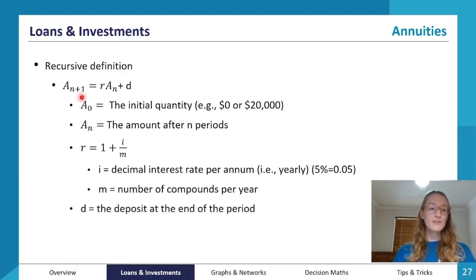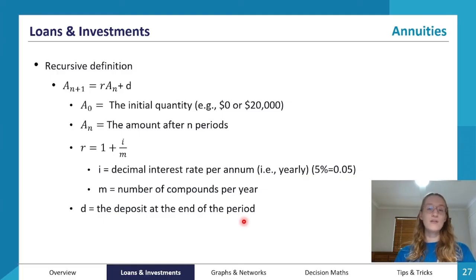So A(n+1), the amount after n+1 periods, is equal to r, the factor by which it's growing each period, multiplied by the amount owed after n periods. But instead of minus D, which indicated us paying off the loan, it's plus D, which is the deposit at the end of the period.